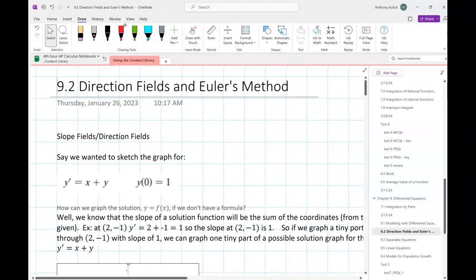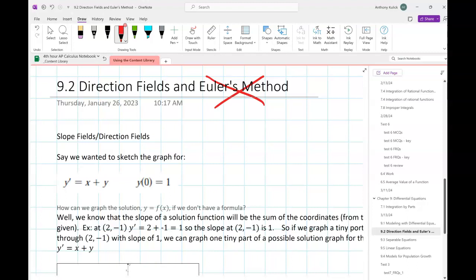9.2. We're going to talk about direction fields. The AP exam calls them slope fields instead of direction fields, just as a vocab piece. And Euler's method. We're not going to do Euler's method, though.